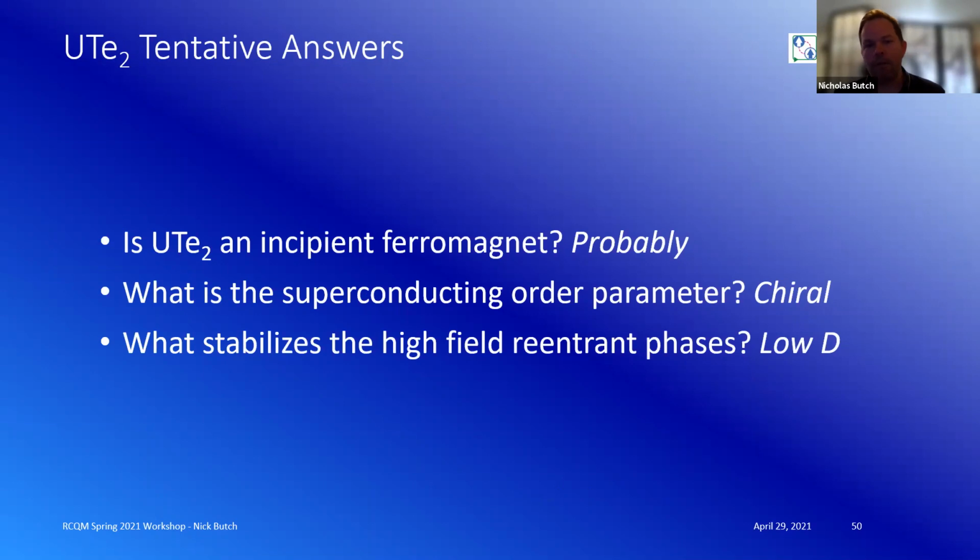And of course, the caveat is that these are tentative answers. So I hope I've convinced you that for UTe2, there's at least evidence that it's an incipient ferromagnet. There's also evidence that there are other interactions that are important. That there is evidence that this is a chiral superconductor that breaks time reversal symmetry. And that, at least as a leading candidate for what might be going on at high fields, dimensionality may play an important role. But of course, all of these are subject to further investigation that is necessary.